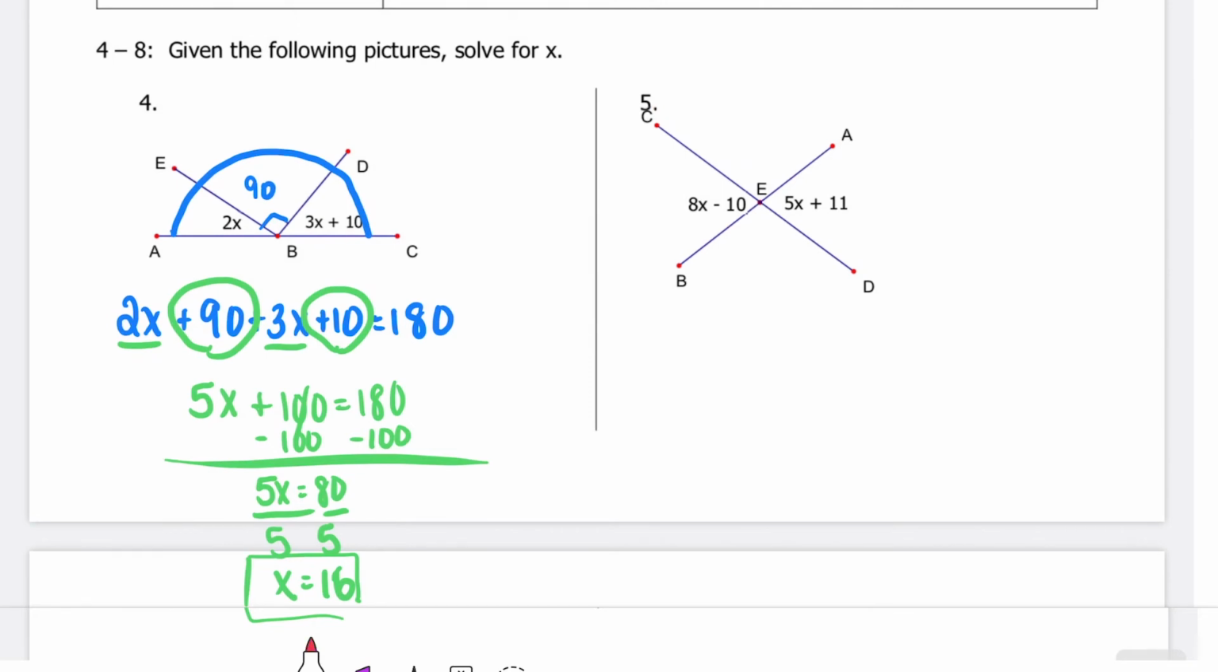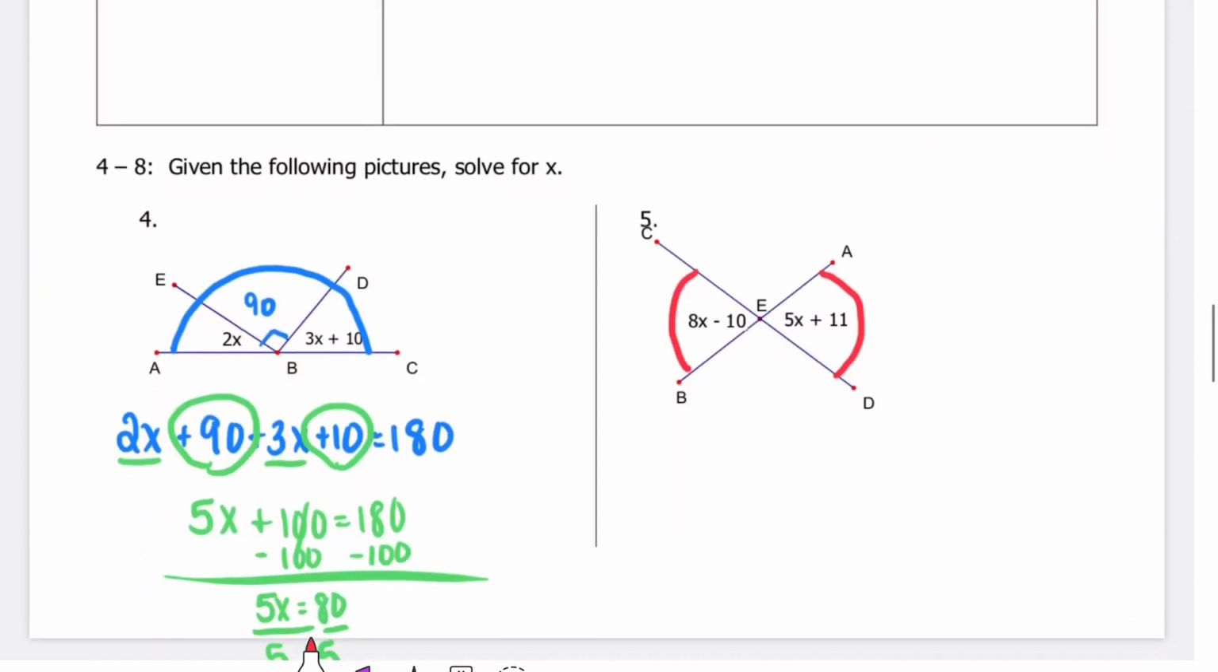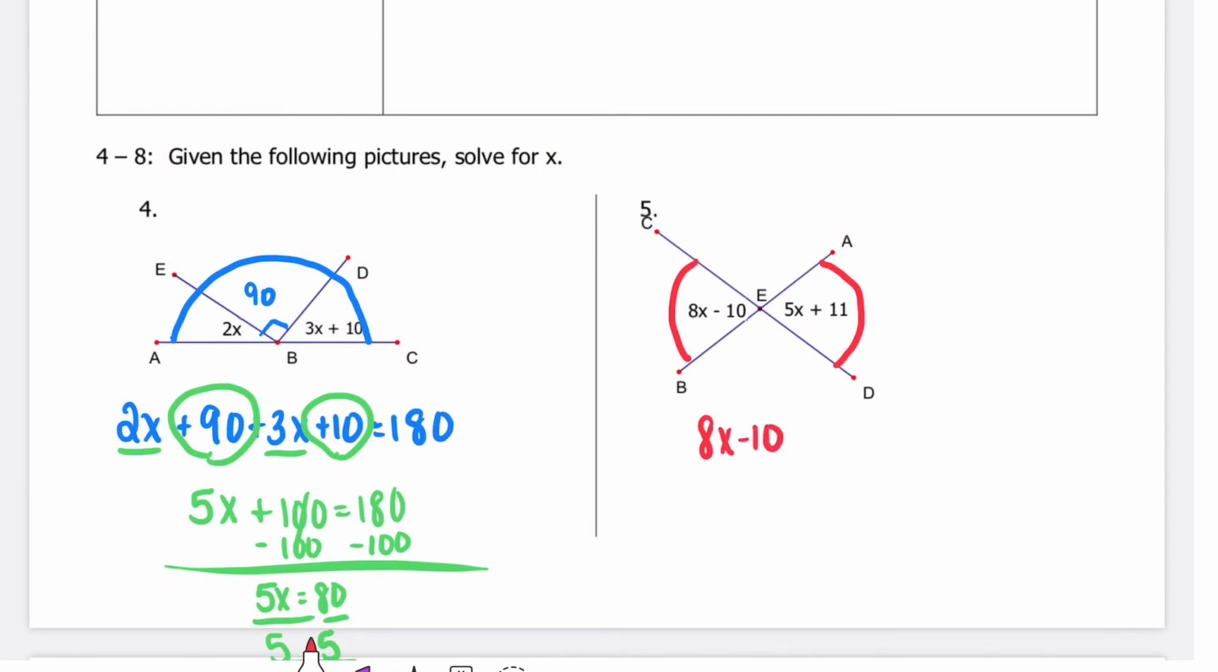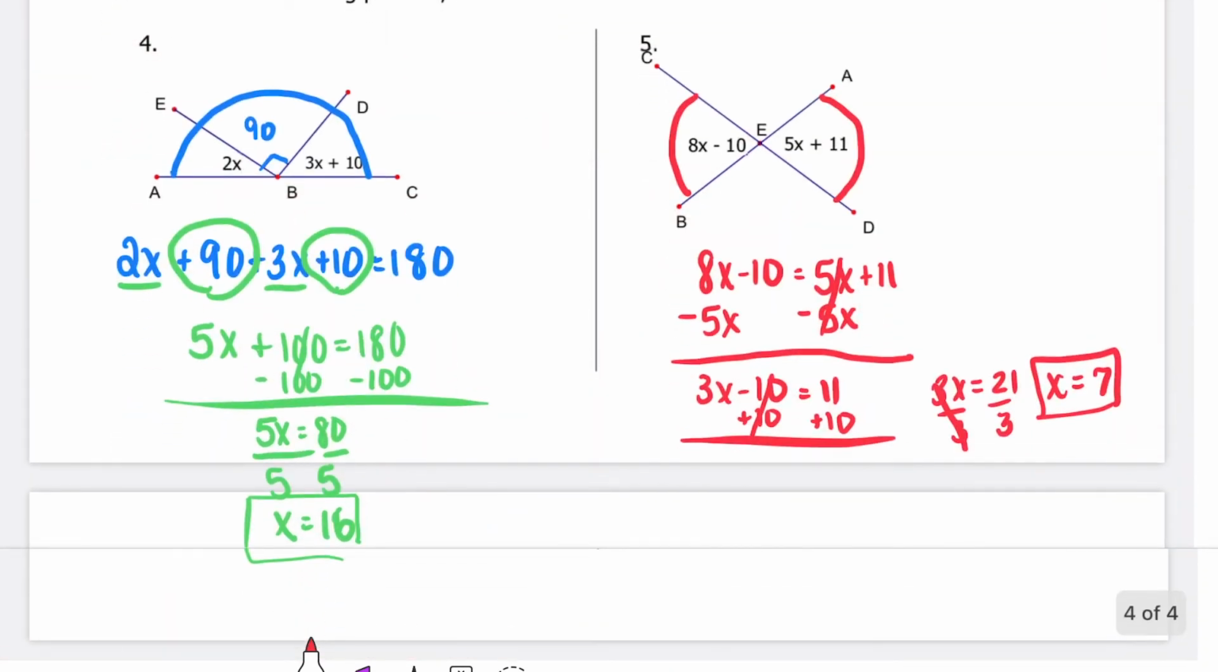For number 5, I have two vertical angles here because they are across from each other. And we remember from our definition up here of vertical angles that they are equal. So I have my equation that I set up, setting my angles equal to each other, and I'm just going to solve for x. So you should end up with x equals 7 for that.